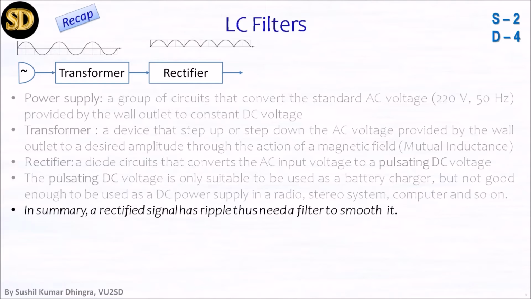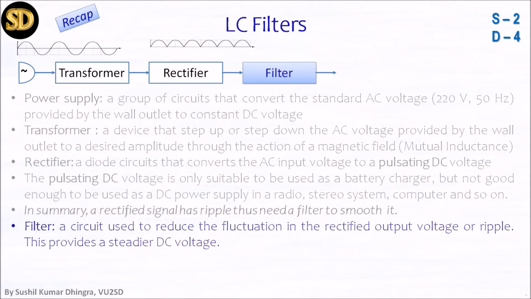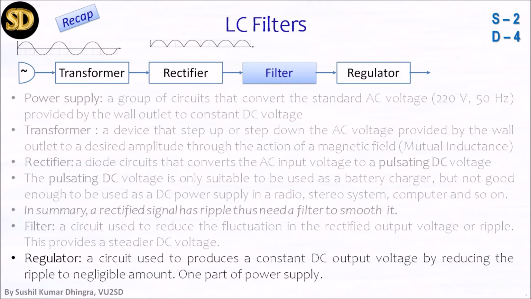In summary, a rectified signal has ripples, thus we need a filter to smooth it. And this filter is today's session. This filter is a circuit used to reduce the fluctuation in the rectified output voltage, or ripples, to provide a steadier DC voltage. Next, after the filter is the regulator, a circuit used to produce a constant DC output voltage by reducing the ripple to a negligible level. This is one of the parts of the power supply, and I hope in my previous session on the Zener diode you have seen that also covered.